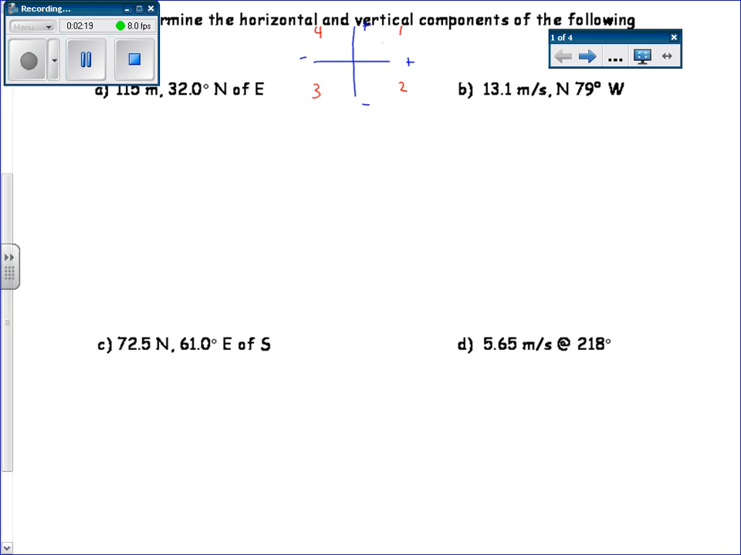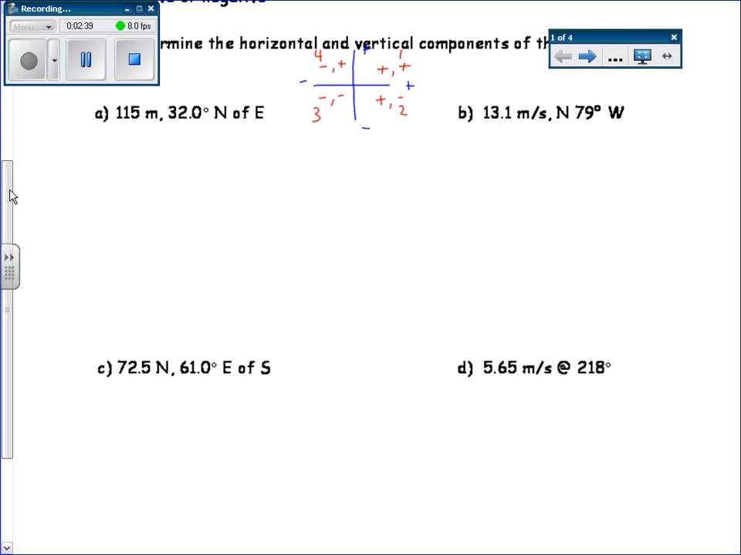And in quadrant 1, both the x and the y are positive. In quadrant 2, the x is positive and the y is negative. In quadrant 3, both components are negative. And in quadrant 4, x is negative and y is positive. And that should make sense just in terms of what the cardinal directions are there on our compass rosette.